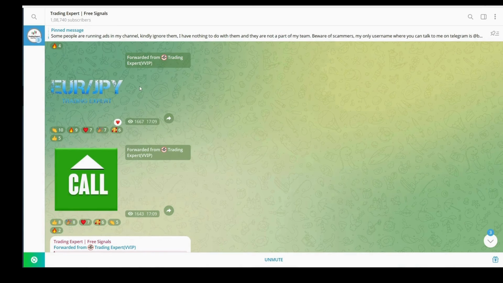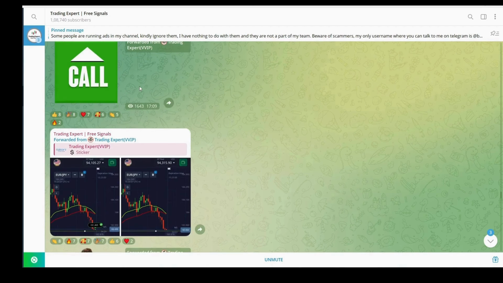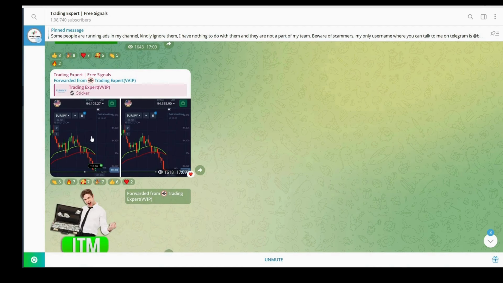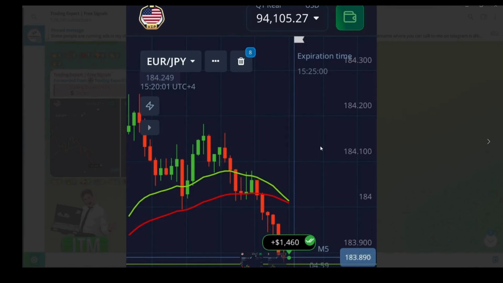Next, we provided a trade on EURJPY for the call side move. The logic behind this trade was the presence of a strong support level. We took the entry near the support zone, and the price moved upward from that level, resulting in a win.